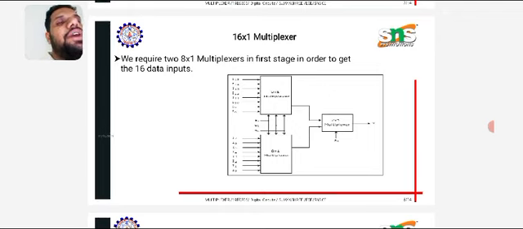If the number of users increases, mobile communication will use this 16x1 multiplexer. In the 16x1 multiplexer, two 8x1 multiplexers are combined using one 2x1 multiplexer. Here you will have 4 selection lines, S0, S1, S2, S3. That means 4 bits will decide which input should be connected to the Y output at a time.